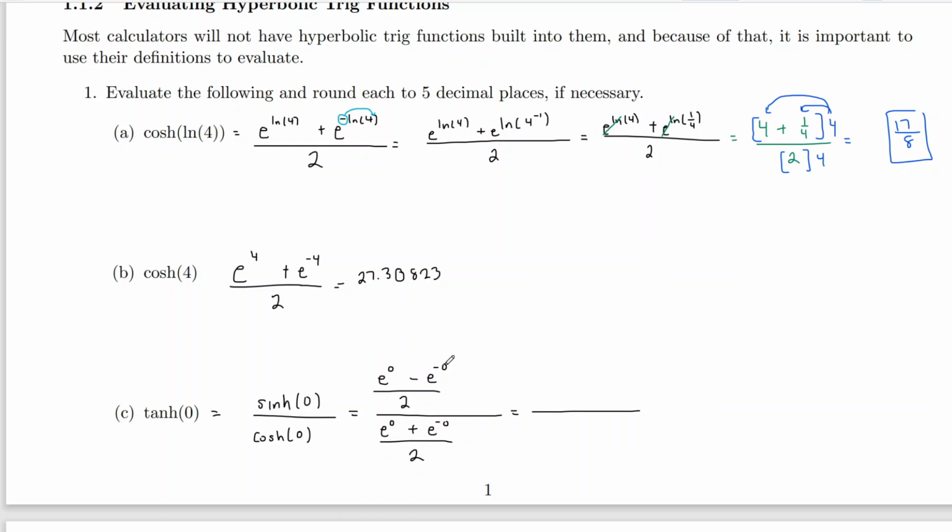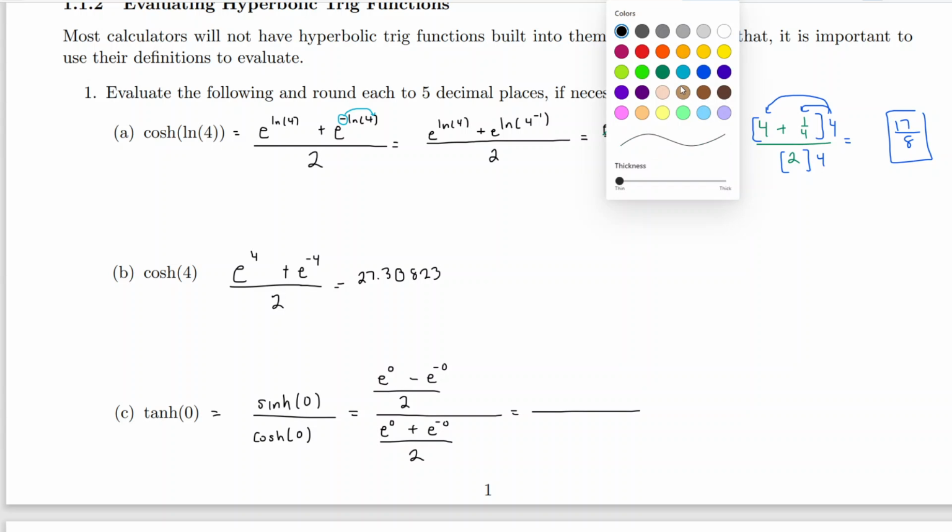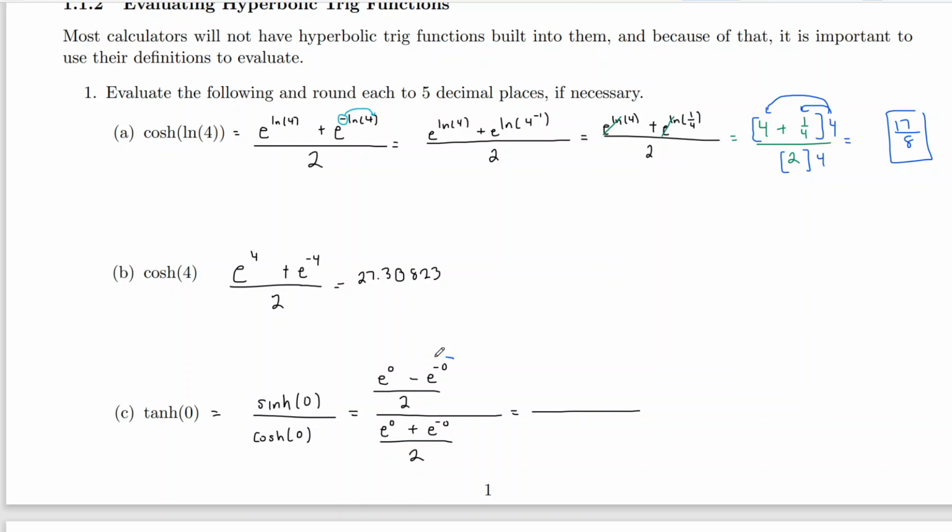Typically with this, I would say make sure you simplify first, meaning get rid of the fraction inside the fraction, but this is going to simplify quite a bit because e to the 0 is 1, but this is also e to the 0. This is 1 minus 1, which is 0, and it's over 2. Well, 0 over 0 is not that great, but 0 over 2 is just 0 because this is just 0 on top.